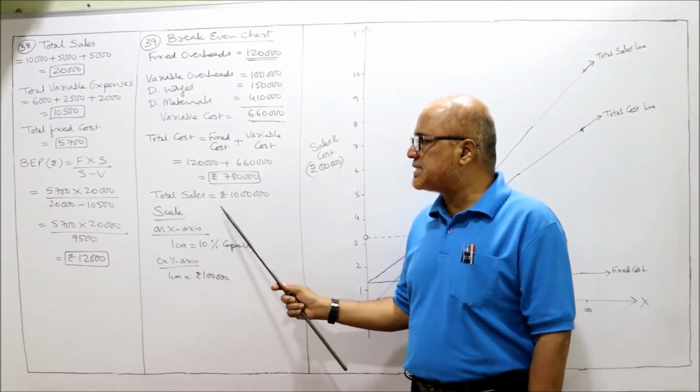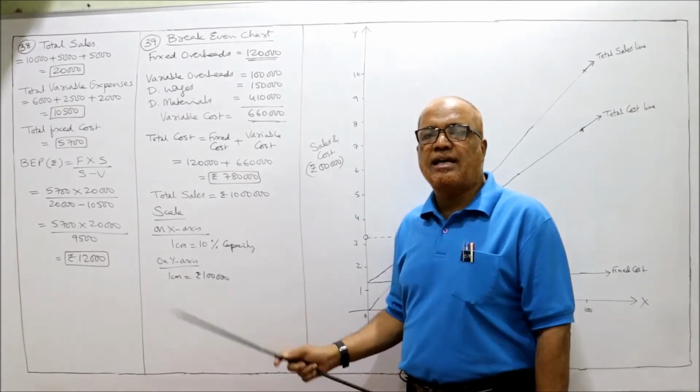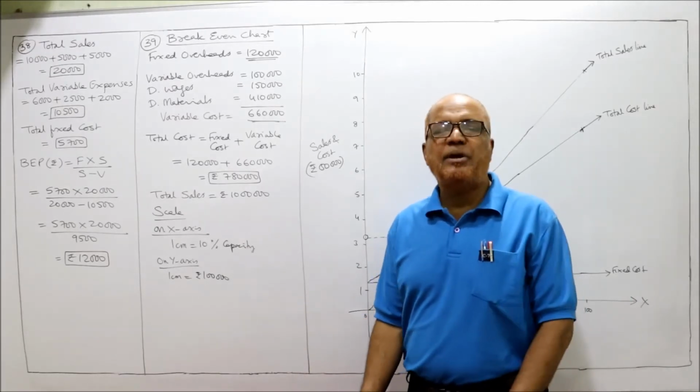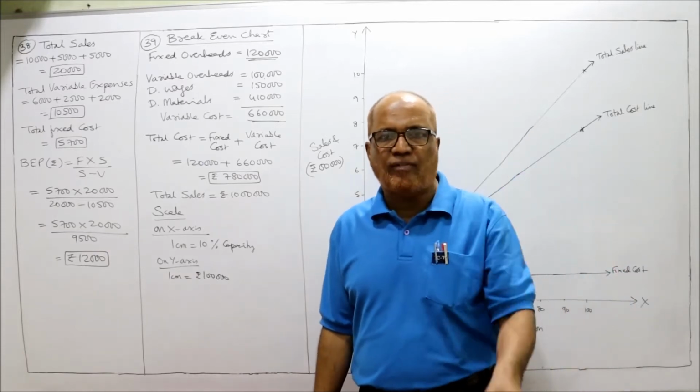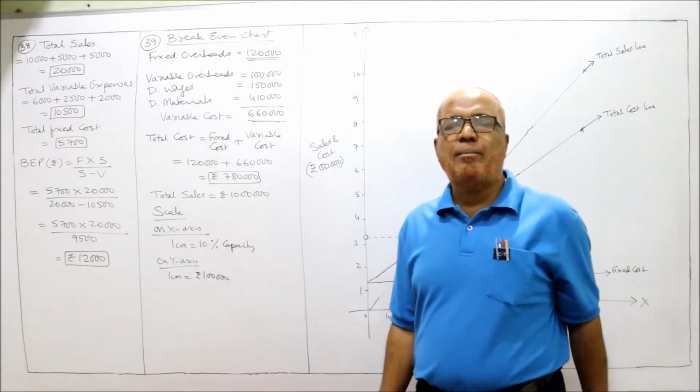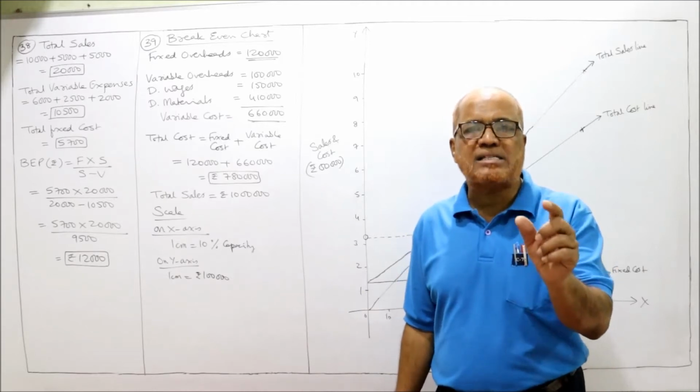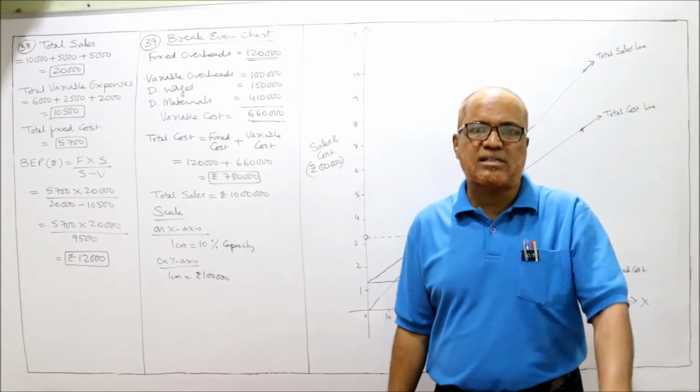Now total sales, sales are given as 10 lakh. Now scale: while drawing a BEP chart, first of all we have to make a scale on the X axis and on the Y axis. So whenever we make a break-even chart, we take the capacity or production on the X axis.